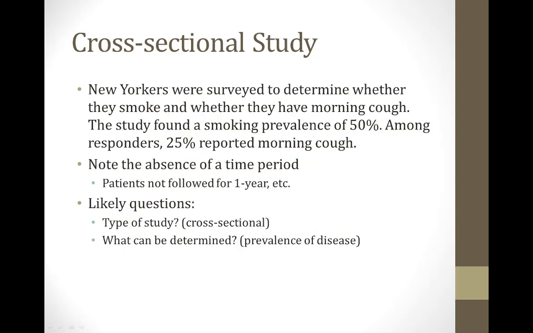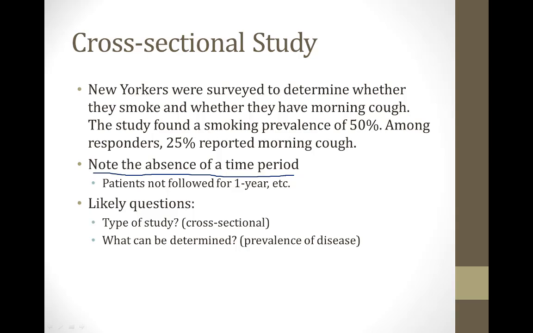You're often asked on your boards to identify cross-sectional studies based on a description of what the researchers did in the study. Let me give you some examples. Suppose New Yorkers were surveyed to determine whether they smoke and whether they have a morning cough. The study found a smoking prevalence of 50% among responders, and 25% reported morning cough. A key thing here is to note the absence of a time period. They never said that they followed patients for 1 year or 2 years or 10 years. Whenever you see the absence of a time period, you should recognize that this is just a snapshot in time, and that's typical for a cross-sectional study.